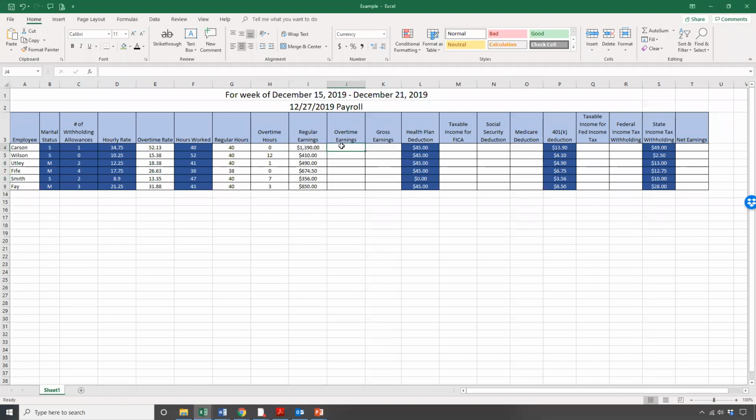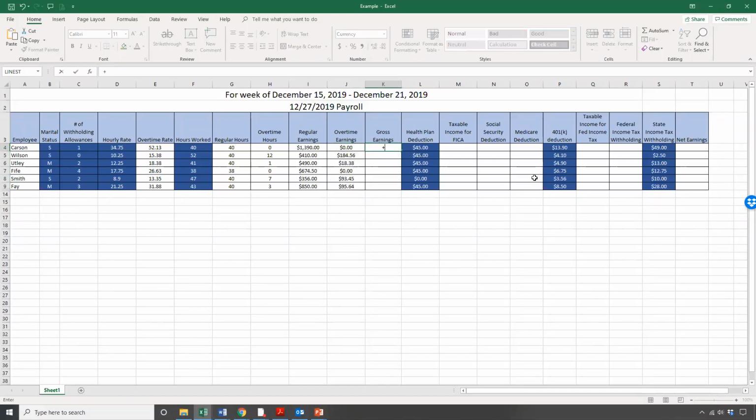Okay, and then same thing with overtime earnings. We're going to round this one again. We're going to take our overtime rate times our overtime hours, and we're going to round that to 2 decimal places. Okay, since we had no overtime hours, we're going to have no overtime earnings, which is what we want to see. We'll just copy those down there. So now we have our overtime earnings and our regular earnings.